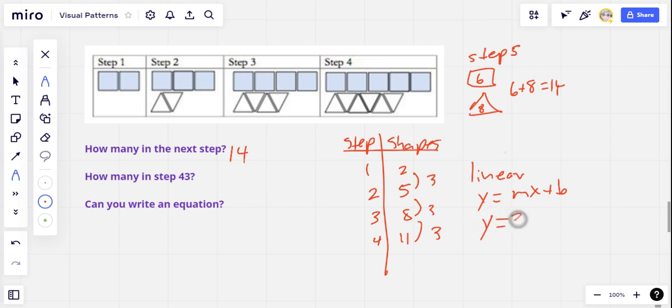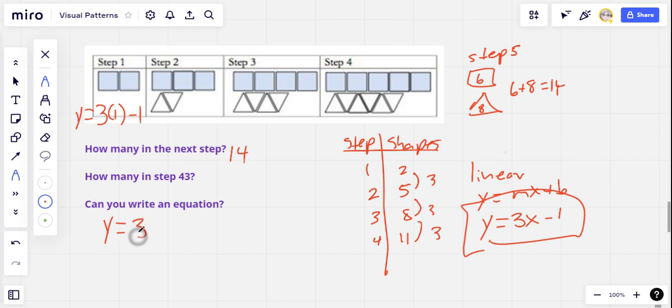So we can write y equals 3x, and then we'll have something for our b here, but we want to try it out first to figure out what that has to be. So in step 1, now y is going to give us the total number of shapes. X is the step number, so y equals 3 times 1. If that was our formula, our complete equation, we would get a prediction of 3 shapes, but we have 2. So that's 1 too many. So I've got to subtract 1. So our b is negative 1. And this is our equation, y equals 3x minus 1. So I'm going to jot that down here.